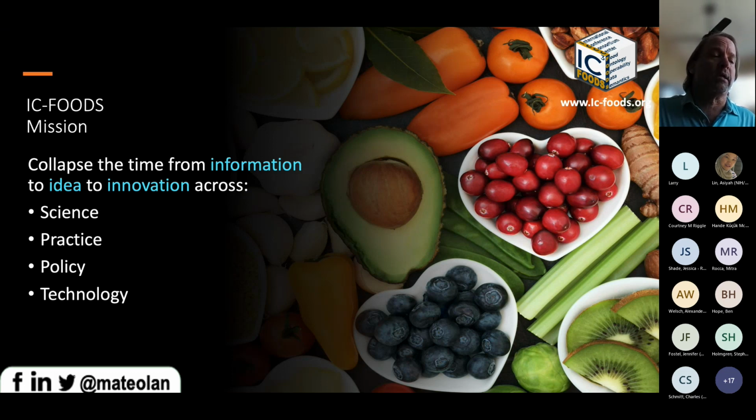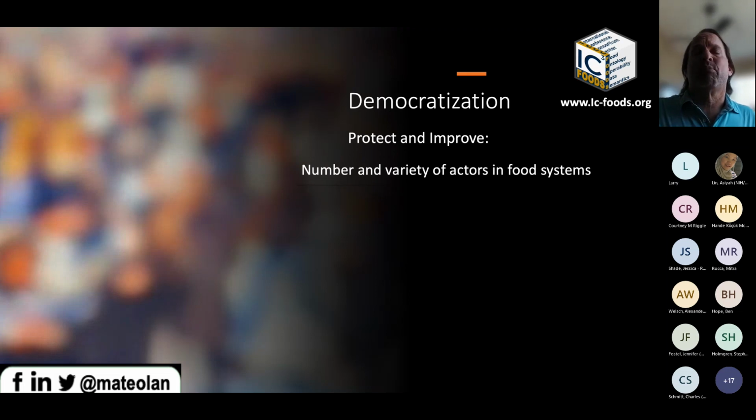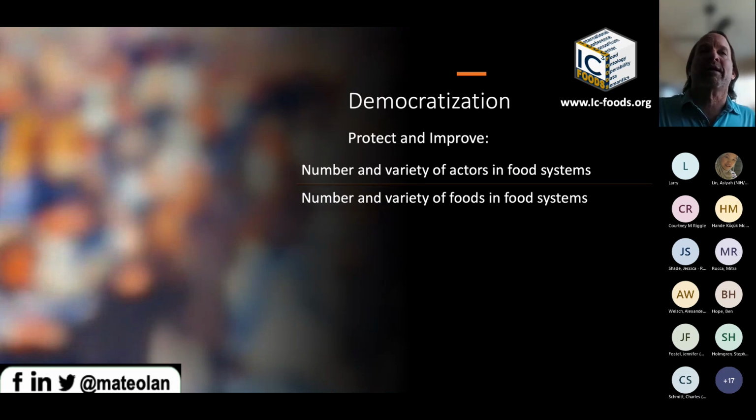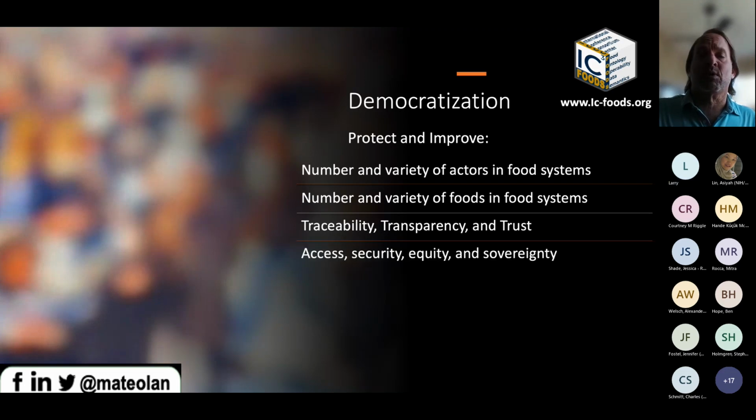So how do we enable more people to participate? That's the democratization component, right? So we want to improve both the number and variety of actors in the food system, as well as the number and variety of foods in the food system. We want to improve traceability, transparency, trust. Our trust in what we're eating is what people say it is. And we want people to have equity and access.